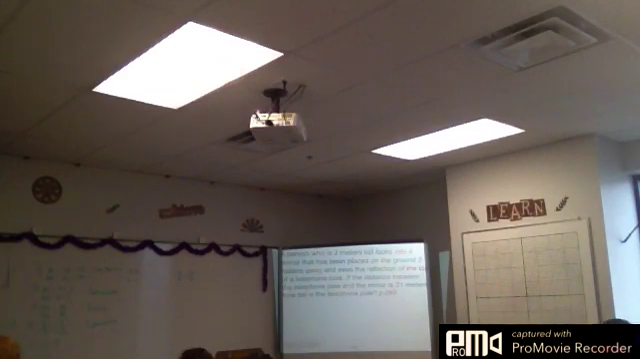X over 2 equals 21 over 3. You can set it up either way. So you get 3x equals 42, and x equals what? 14. 14 meters.